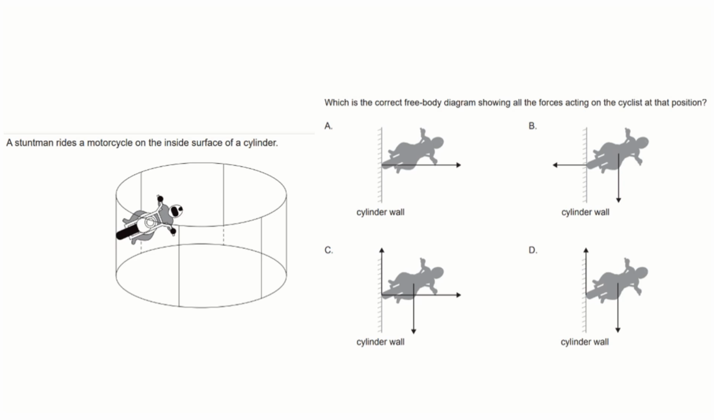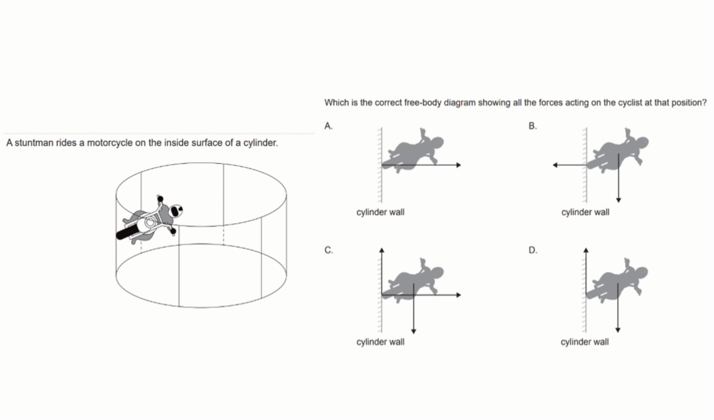Now then, this is a question about circular motion. And I always find that it's a really good idea to think a little bit about circular motion before we get going in on these questions, especially when you're given a drawing which is kind of 3D, as in this particular instance. We've got a stuntman who's riding a motorcycle on the inside surface of a cylinder.